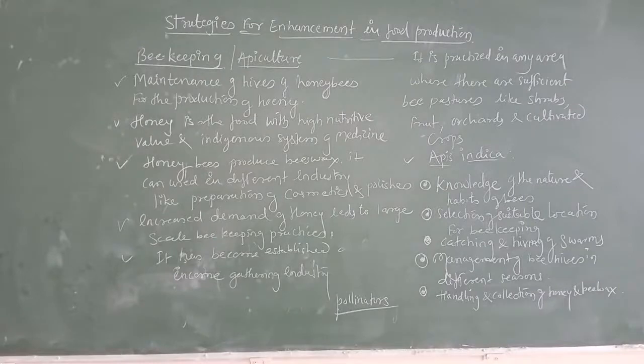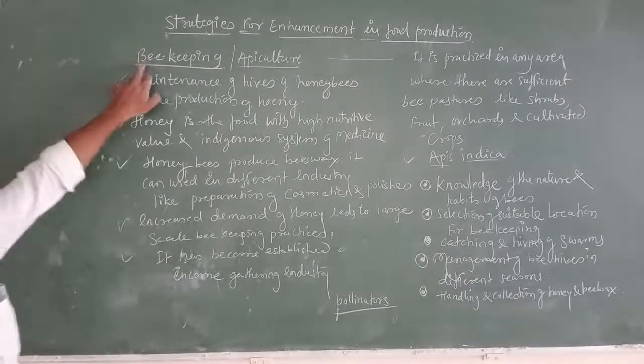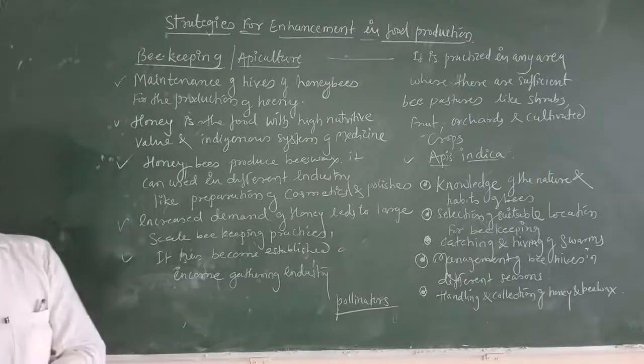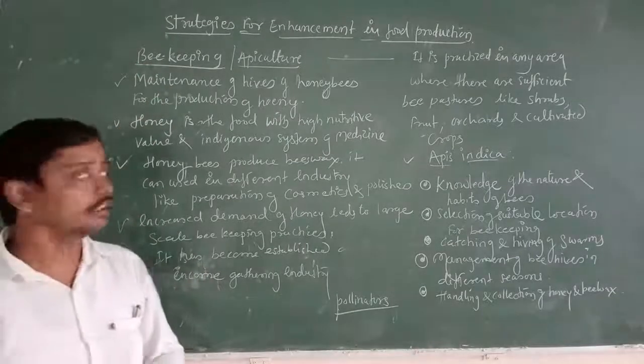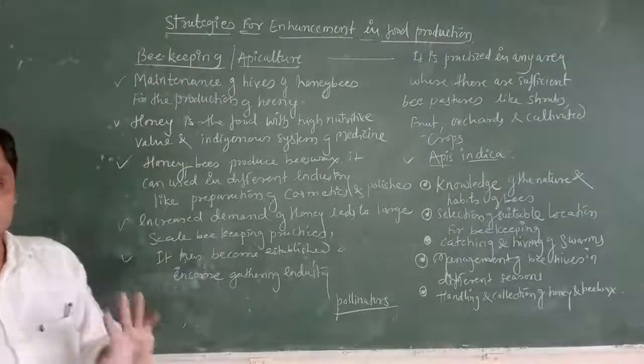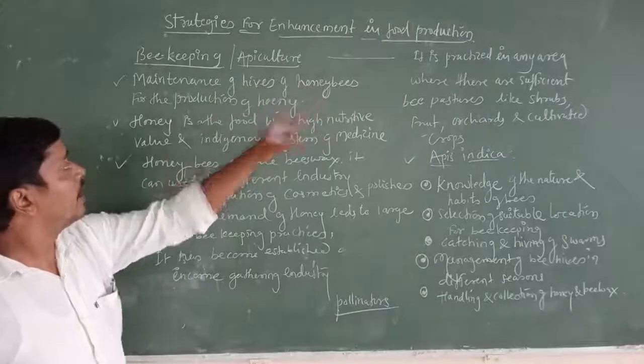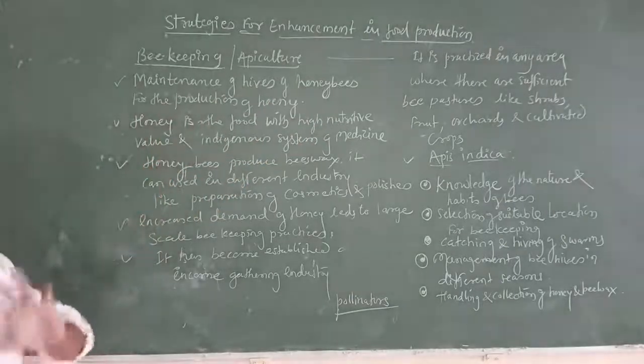We are going to call it apiculture. What is meant by beekeeping? In the sense, bee, I think you all know honeybees. Honeybees is the name of a group. Beekeeping or apiculture, the simple thing: the maintenance of a hive of honeybees for the production of honey.